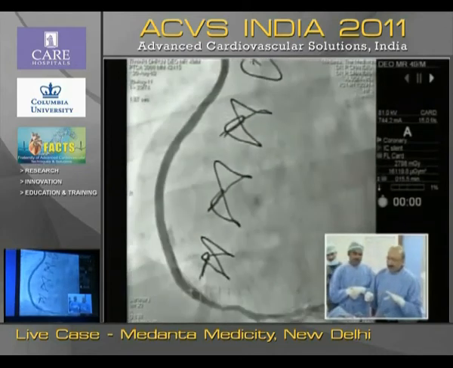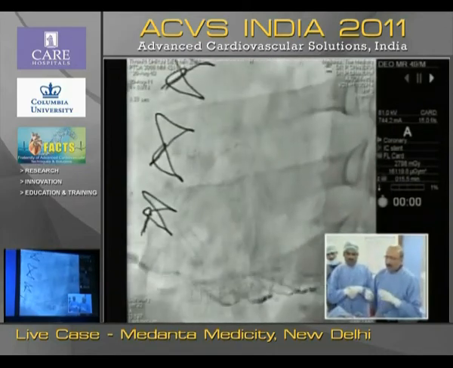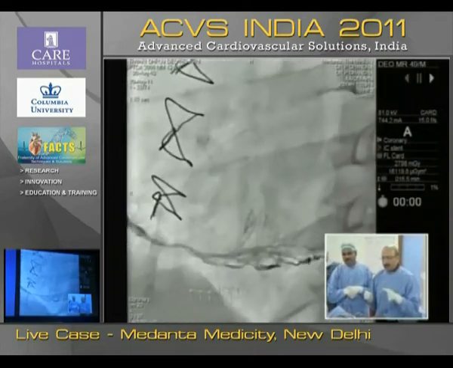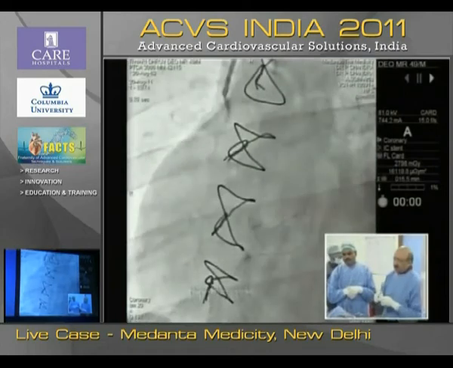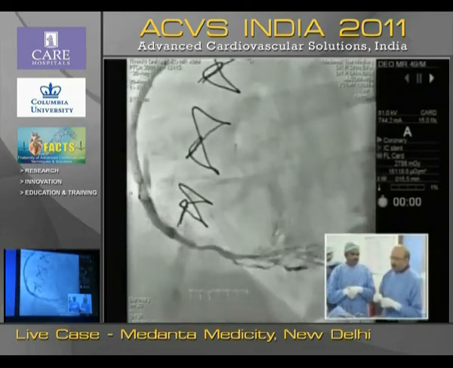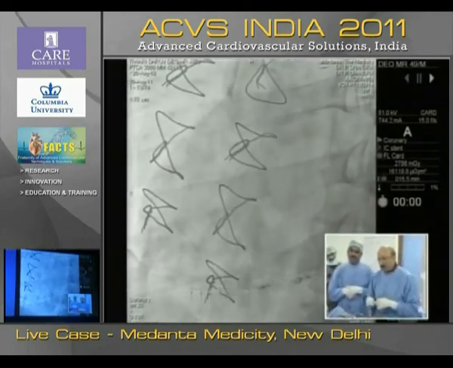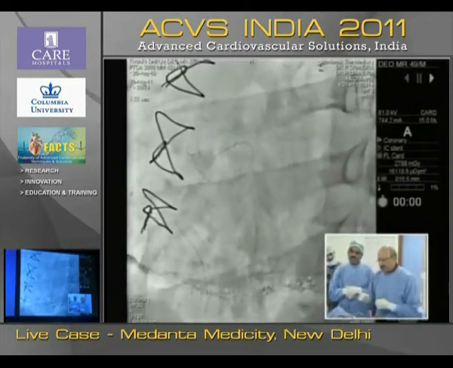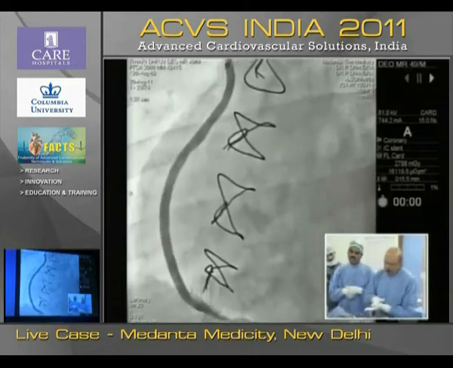So now first of all, let me tell you what is the plan from our side. Our plan is to first treat the vein graft, which is the easier one, and then we go on to treat the LIMA distal lesion, which is distal to the LIMA insertion. Now it is not very difficult to treat this vein graft, but the problem here is which stent to use.